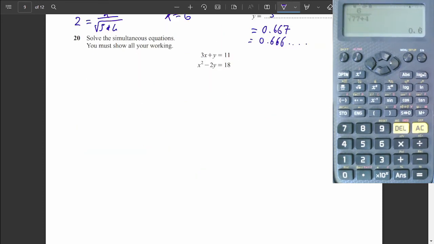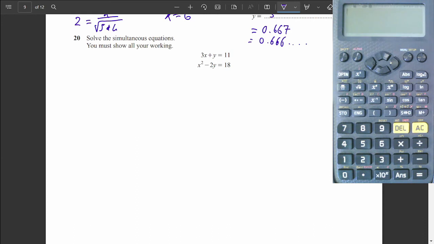Question 20, simultaneous equations. Even though they have lined up for us beautifully, the equal signs, the y's and the x's, you don't necessarily have to use the elimination method, but it's possible. There are 2 ways to do this. I think I will show you both ways. First one, let's try the elimination method.